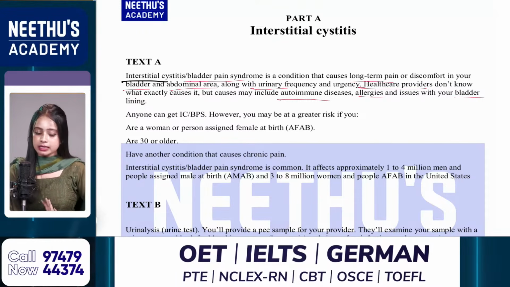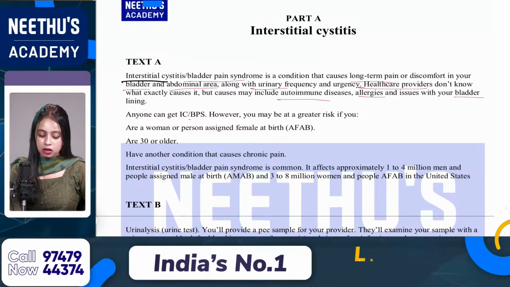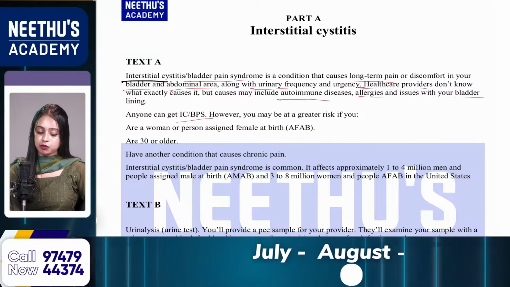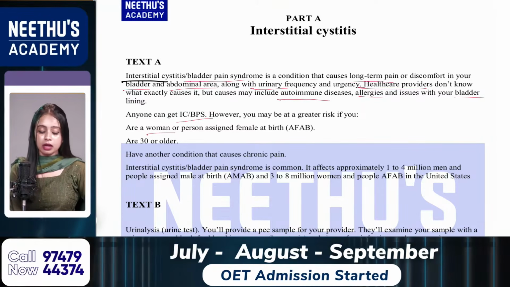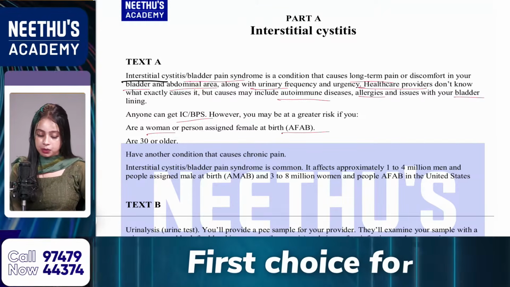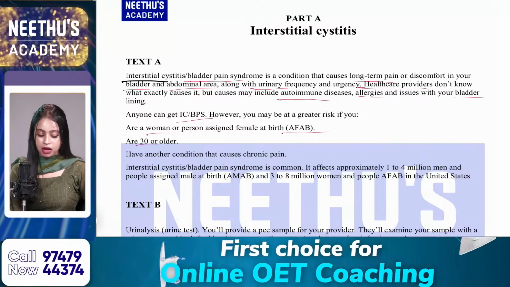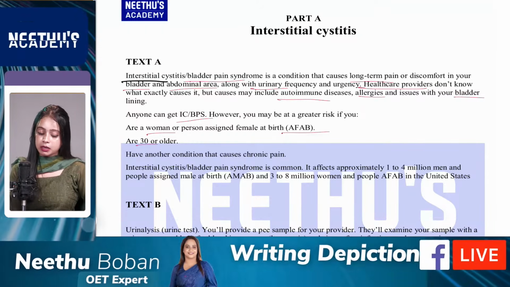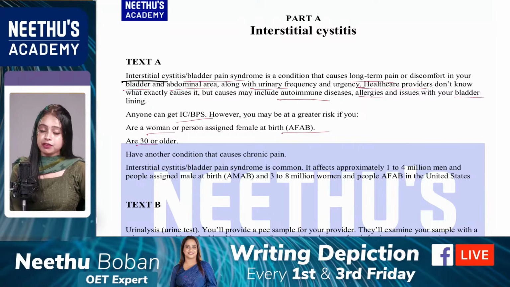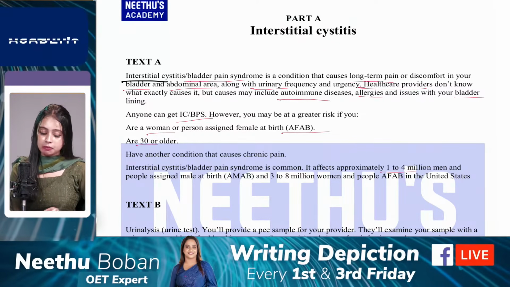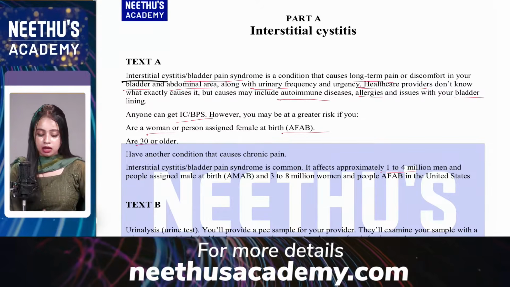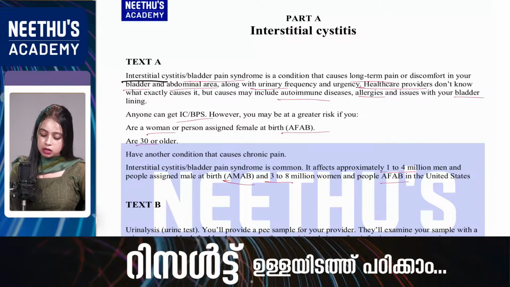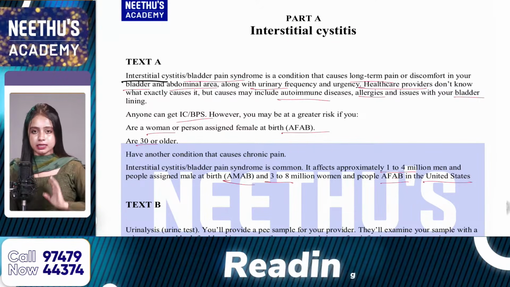Then I am moving to the rest of the lines. Anyone can get IC or BPS, so I mark the abbreviations. However, you may be at greater risk if you are a woman or a person assigned female at birth, AFAB, are 30 or older, or have another condition that causes chronic pain. Interstitial cystitis bladder pain syndrome is common. It affects approximately 1 to 4 million men and people assigned male at birth, AMAB, and 3 to 8 million women and people AFAB in the United States. So these are my keywords from text A.